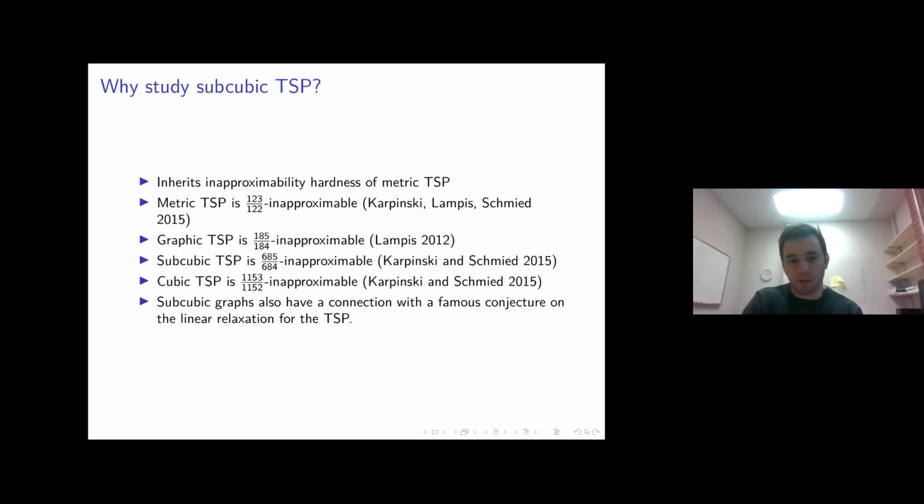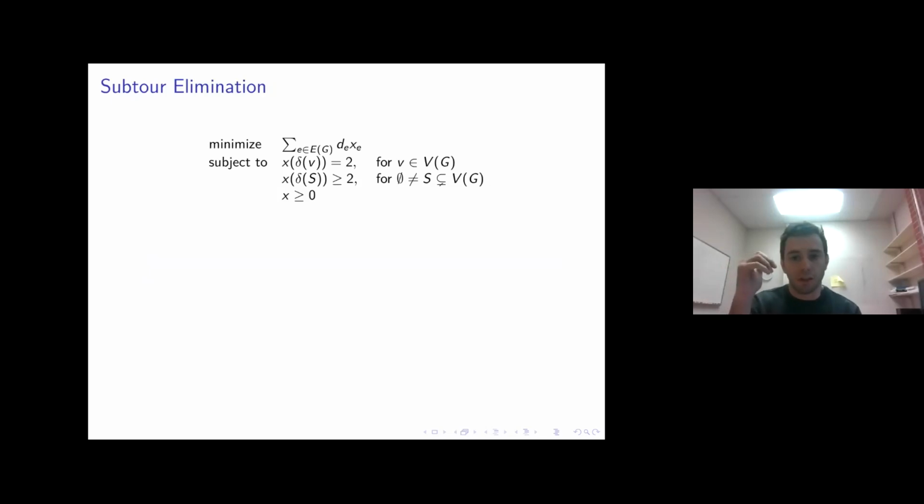Another reason why people care about subcubic graphs is their connection with the famous conjecture on the linear relaxation of the traveling salesman problem. The linear program associated with TSP is called the subtour elimination LP, and I wrote it over here. What you're essentially asking is: x is like an indicator vector for the edges with weights on them, and you want the weights at each vertex to sum to 2. For each subset of vertices, the sum of the weights going out of that subset is at least 2, and the weights are nonnegative. That's essentially what this linear program is saying.